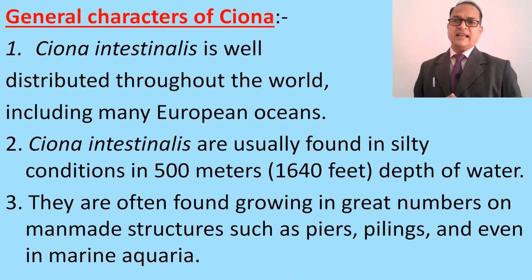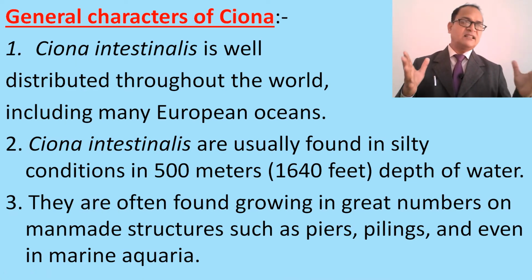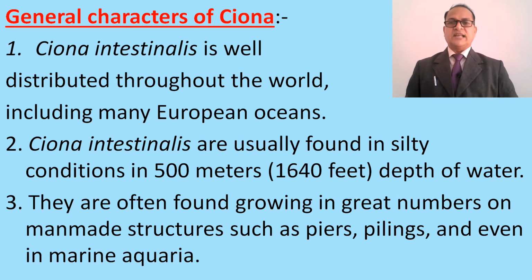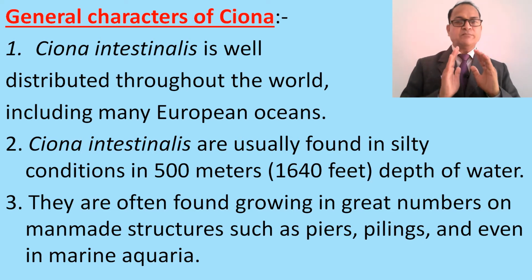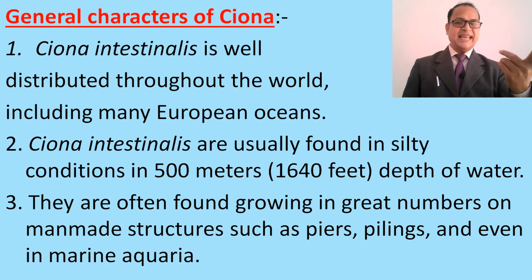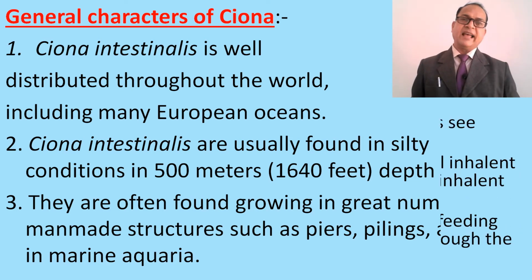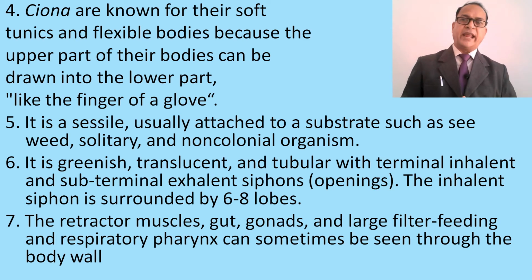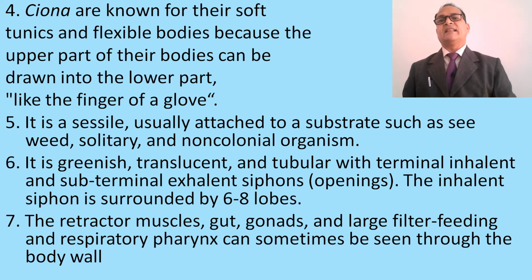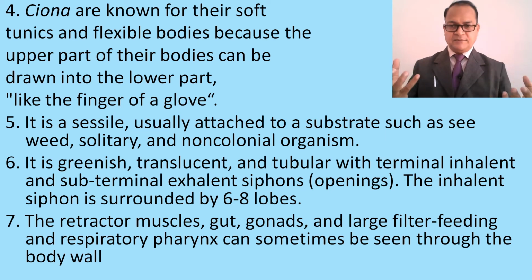General characters of Ciona: Ciona intestinalis is well distributed throughout the world, including many European oceans. It is usually found in silty conditions at 500 depth of water. It is often found growing in great numbers on man-made structures like piers, pontoons, and marine aquaria. Ciona are known for their soft tunics and flexible bodies, because the upper part of the body can be drawn into the lower part, like the finger of a glove.